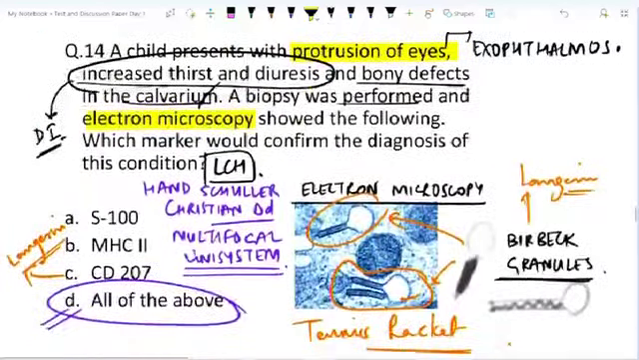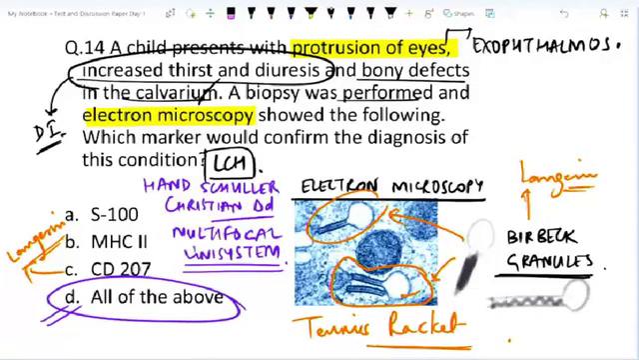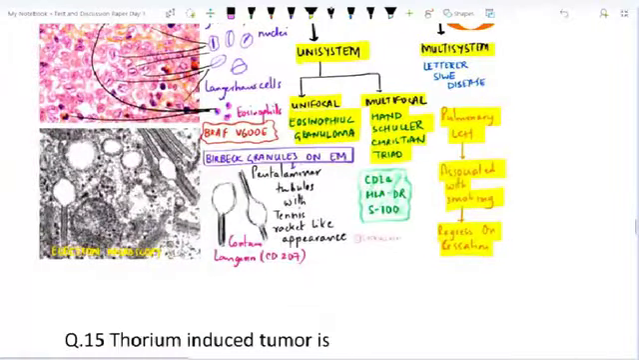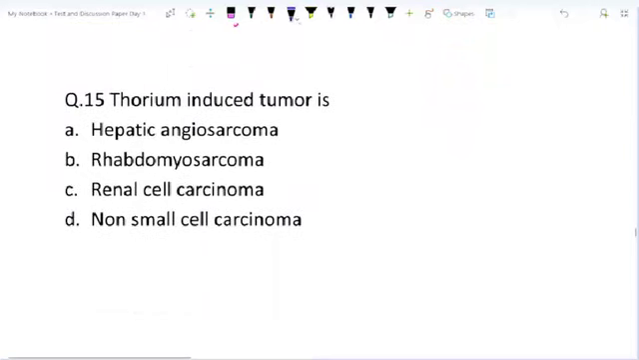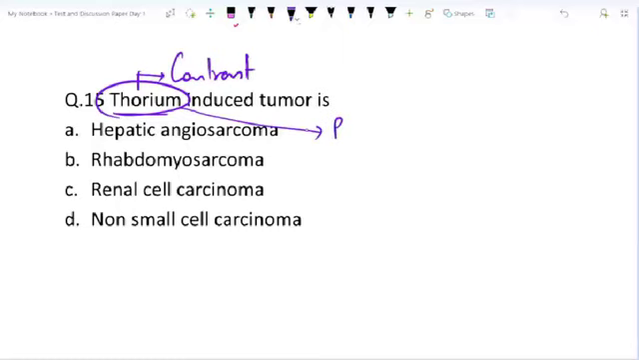For those of you who did not know that MHC2 is a marker, if you know that S100 and CD207 are markers, then you need not know whether MHC2 is one. That means it has to be all of the above. Okay. What are the other markers? CD1A, HLA-DR and S100. Thorium-induced tumor is, now thorium is seen in contrast. And please remember, both thorium as well as polyvinyl chloride are implicated in causation of hepatic angiosarcoma.